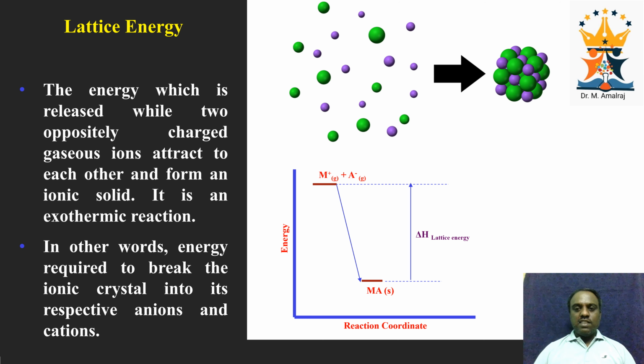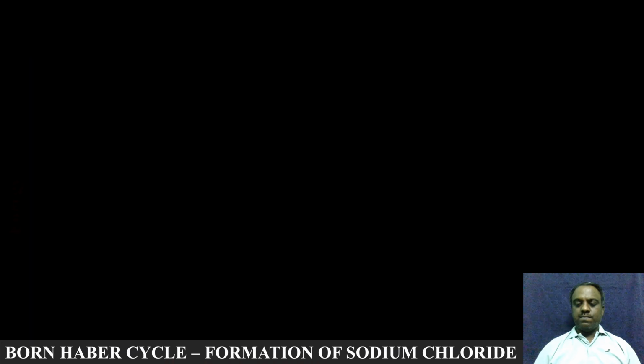So far we have discussed sublimation energy, bond dissociation energy, ionization energy, electron affinity and lattice energy, and when we bring all these together we will get the Born-Haber cycle that explains the formation of an ionic compound. Now let us discuss the formation of sodium chloride using the Born-Haber cycle.